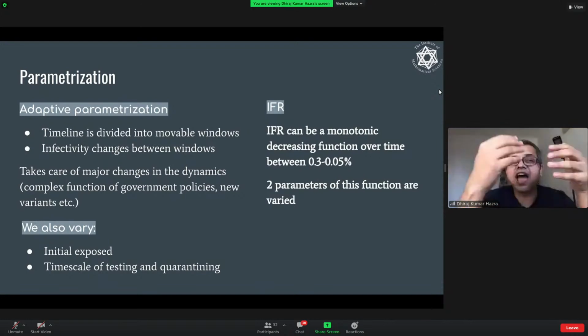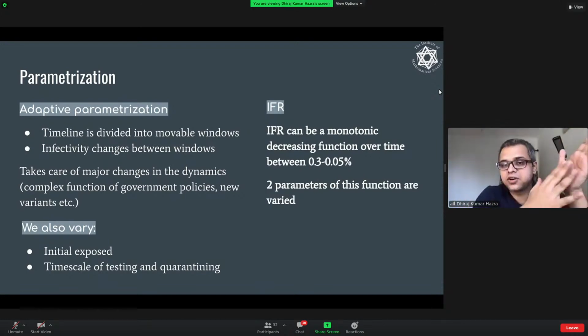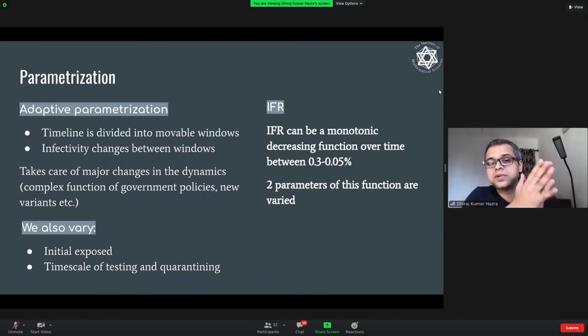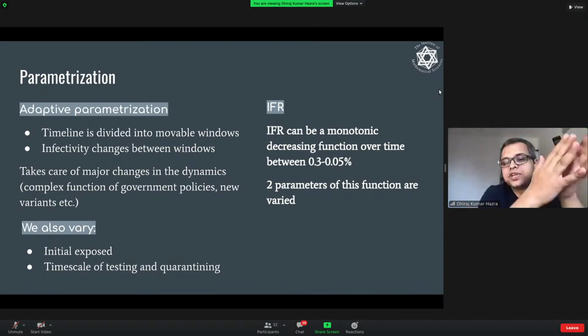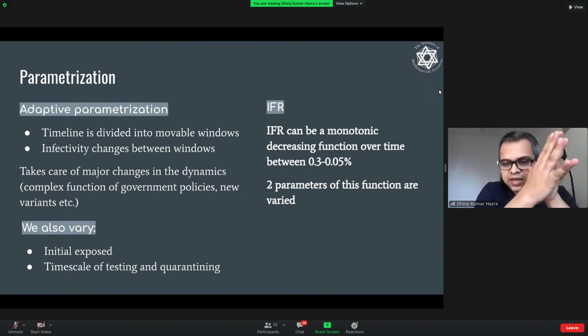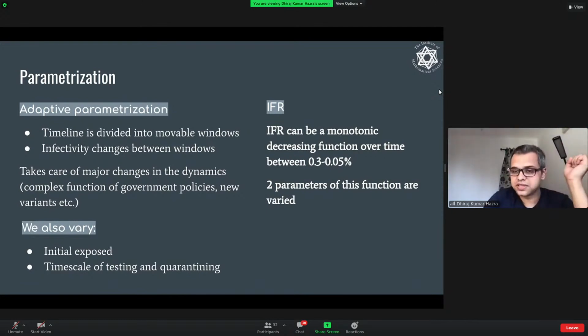We know that if you have better infrastructure, better testing, or faster testing, you can avoid many deaths. So the infection fatality ratio over time, when you have knowledge of how to handle the pandemic, can decrease. So we are using it as a monotonic decreasing function over time that interpolates between 0.3 and 0.05%. These are supported by serosurveys and the IFR estimation since the beginning of the pandemic. And we are using two parameters for this function.